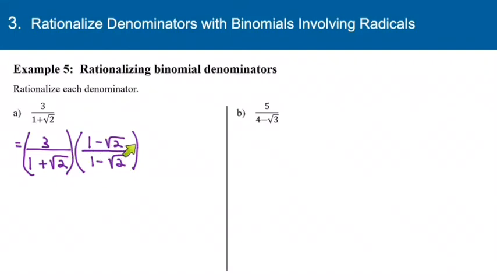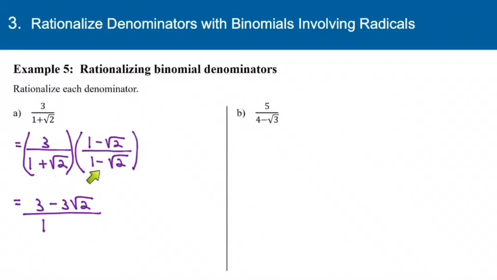So just distributing this 3 through the top. 3 times 1 is 3. And 3 times negative square root of 2 is just that. And in the denominator, first times first is 1. The outer and the inner are going to add up to 0, so there's no need to write that down. We already know in advance they're going to add up to 0.